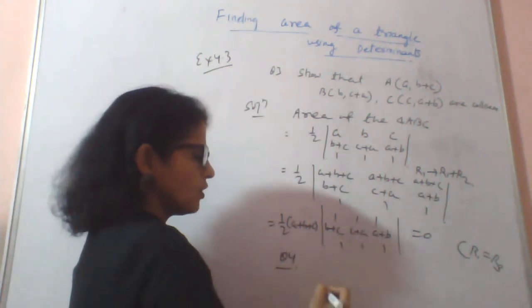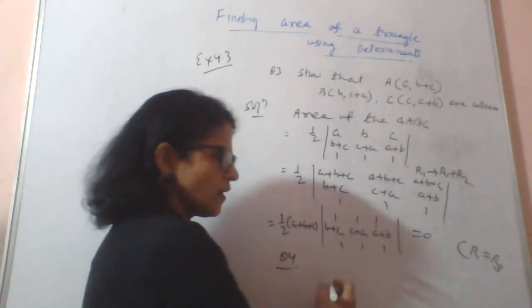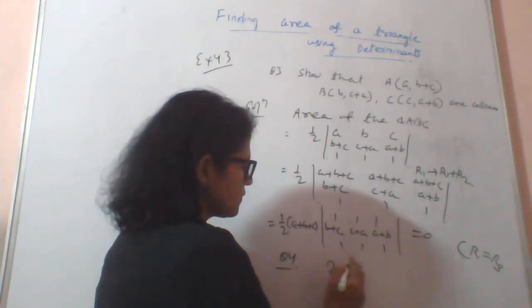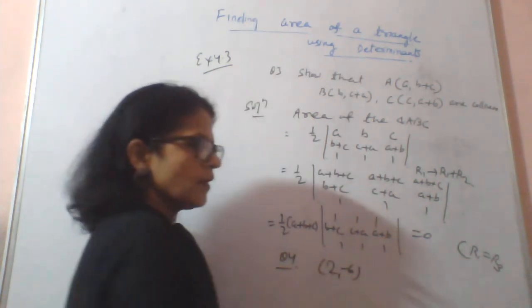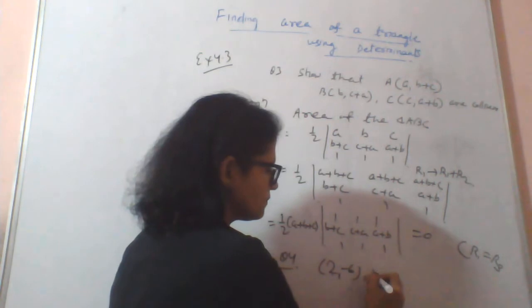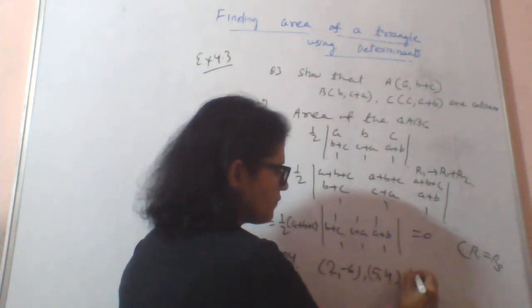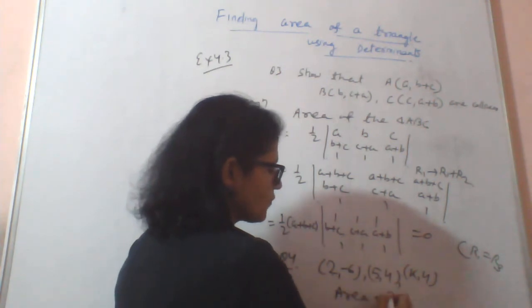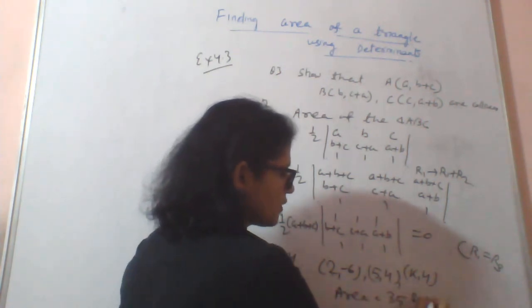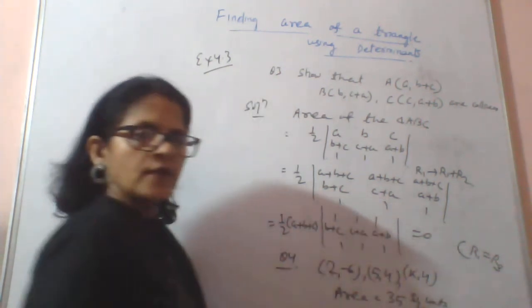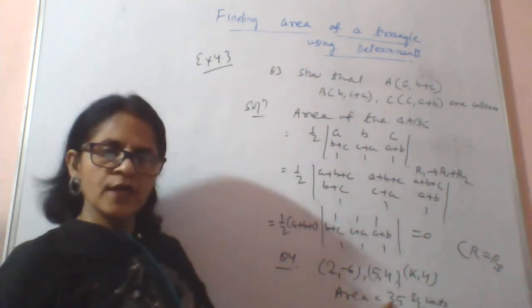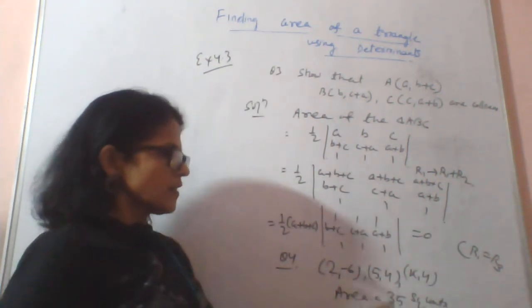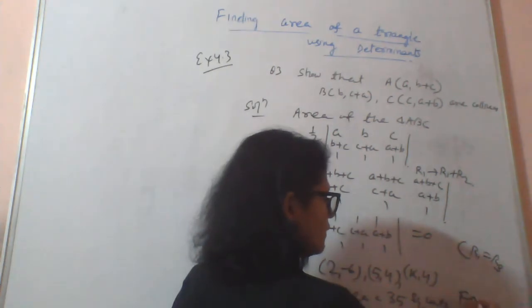Here we are given 3 vertices. So the 3 vertices are 2, minus 6, 5, 4, and k, 4. The area is given as 35 square units. You are given the area of the triangle and you are given the vertices. The question is to find k.